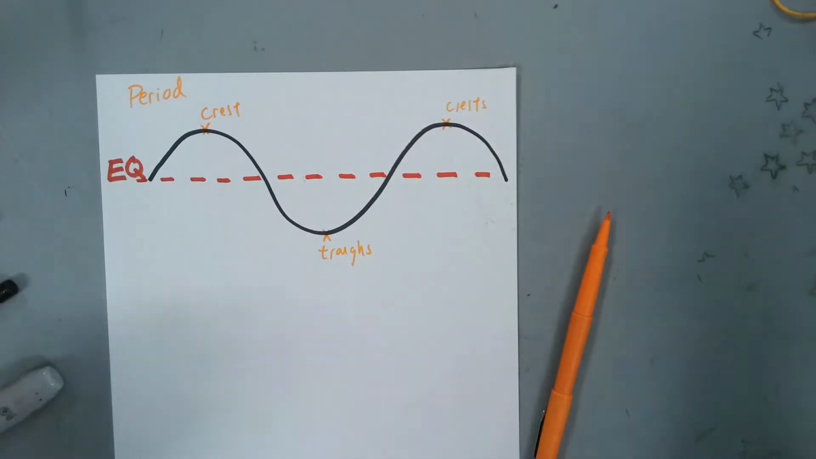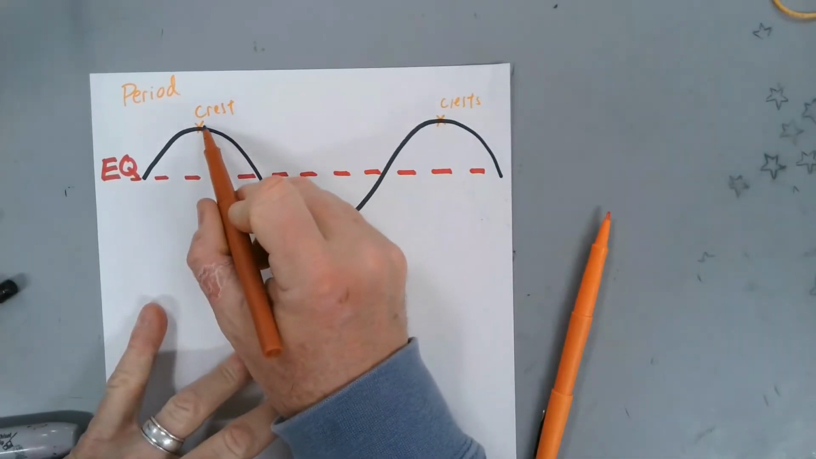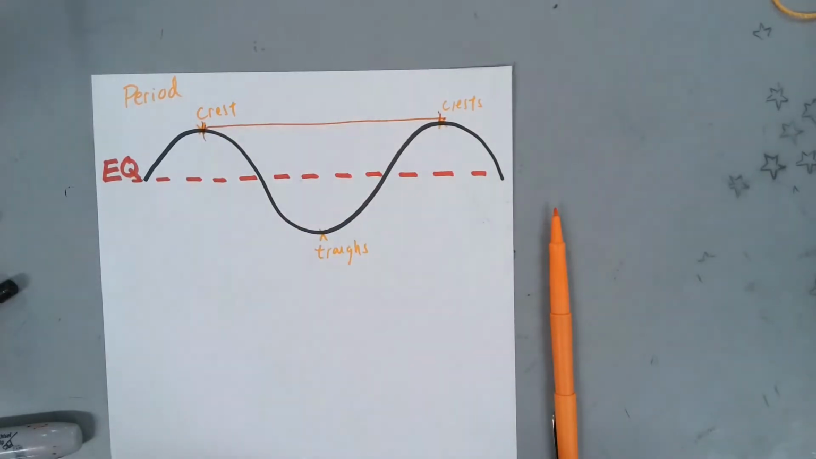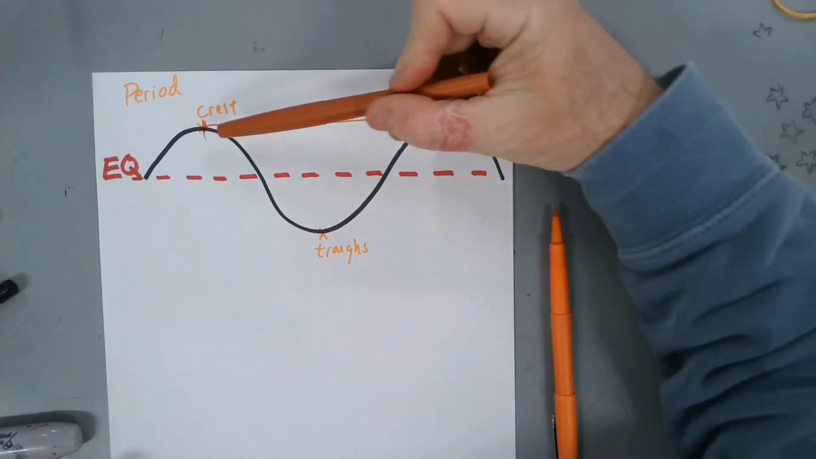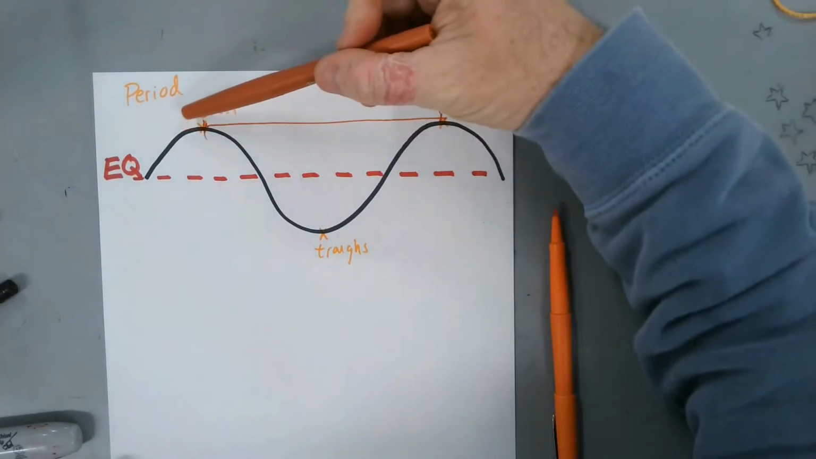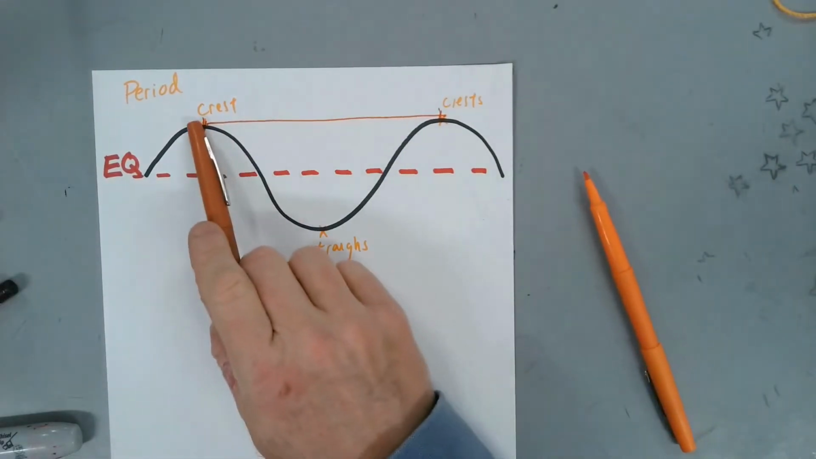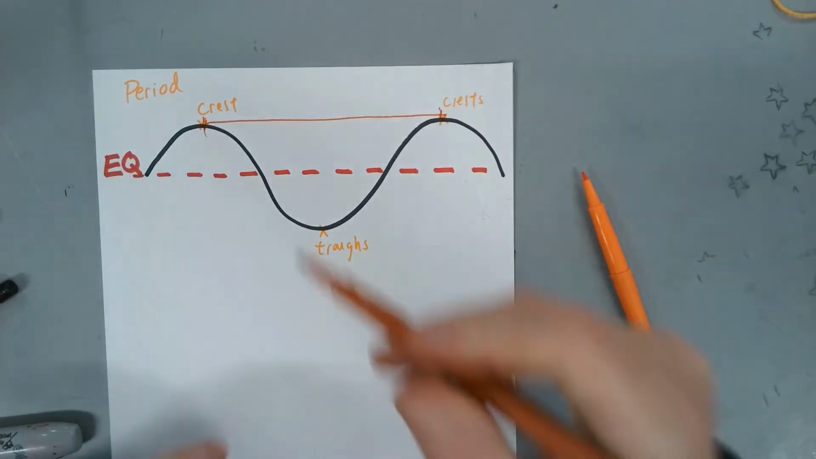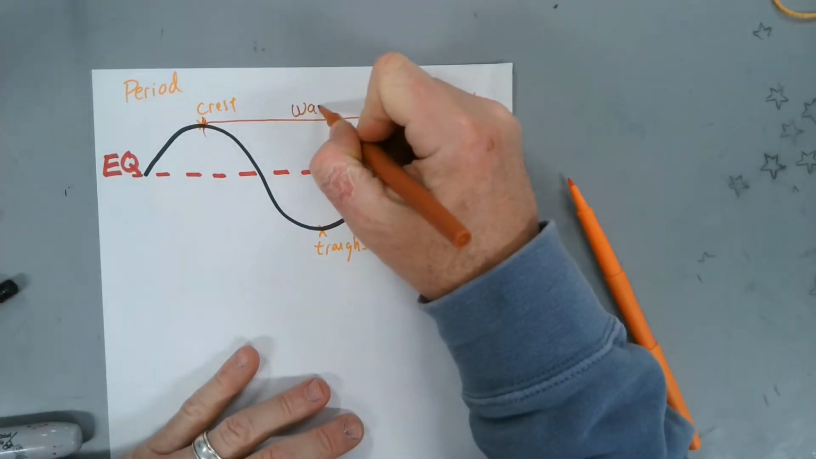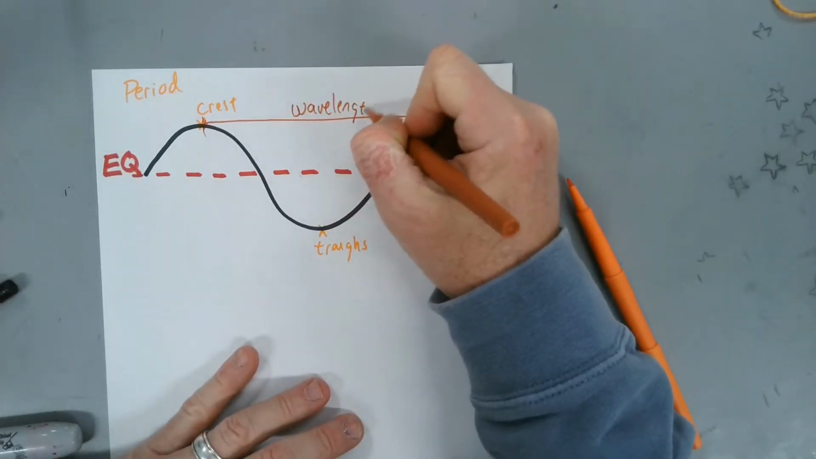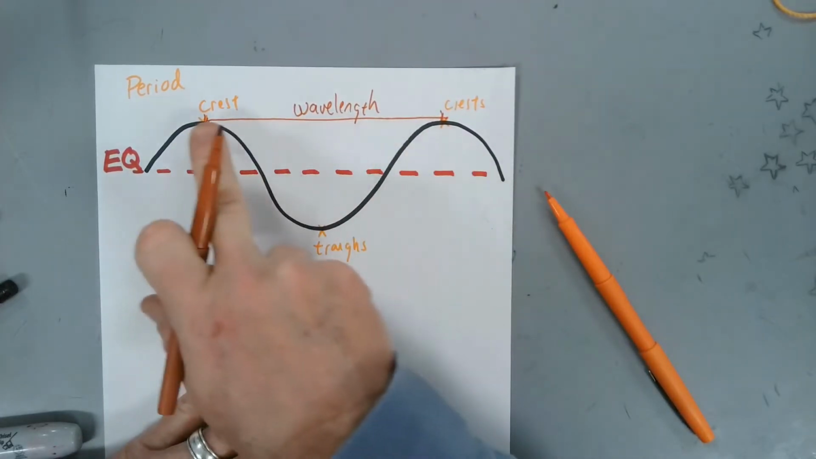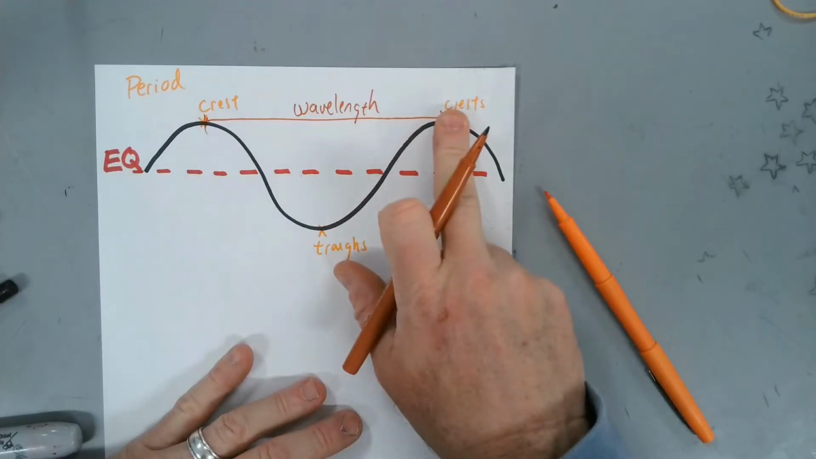The distance from one crest to another is important because the time it takes it to go from one crest to another is that period. So this distance from one crest to another is important, and that is called the wavelength. And you can kind of see that's how long my wave is. It's from this wave to the next wave.